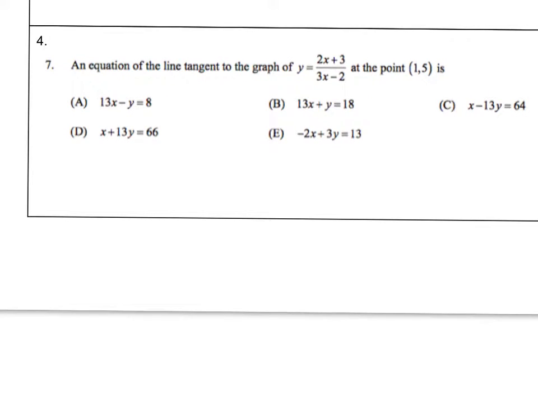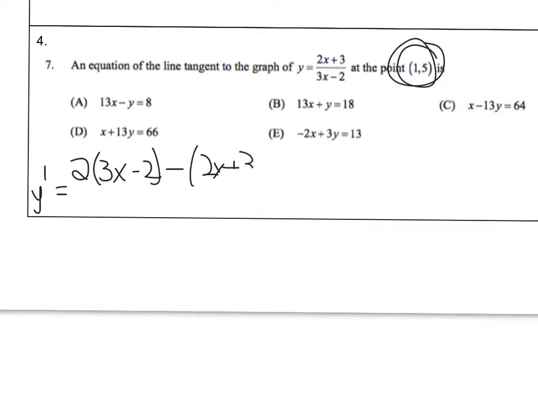Equation of the line tangent to the graph. So I need a point. They give me a point, so I need a slope. To find the slope, I find the derivative. So y prime, or dy dx, is the derivative of the top, which is 2, times the bottom, minus the top, times the derivative of the bottom, all over the bottom, squared.